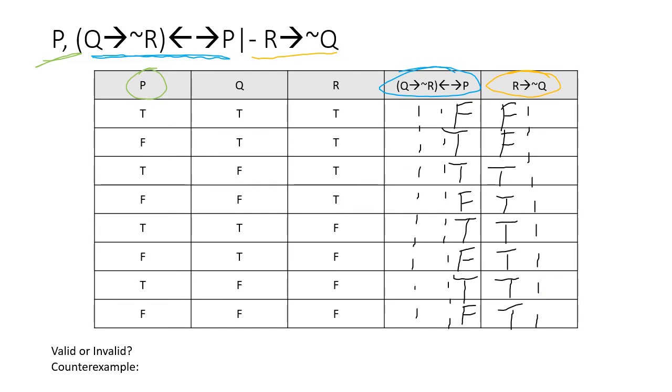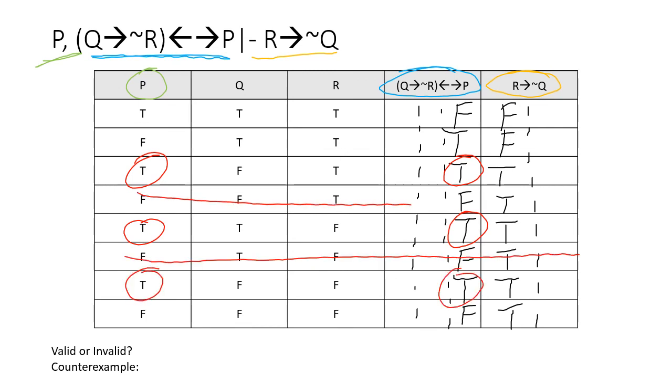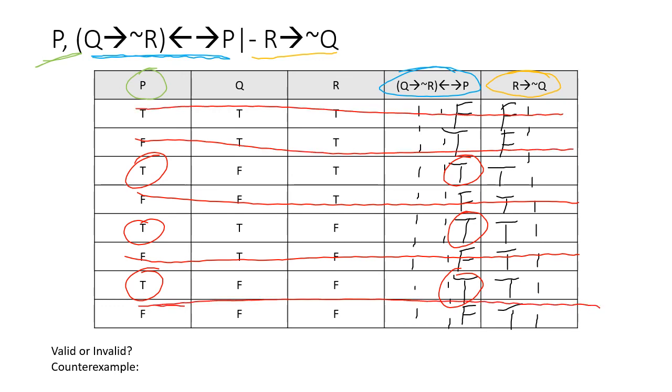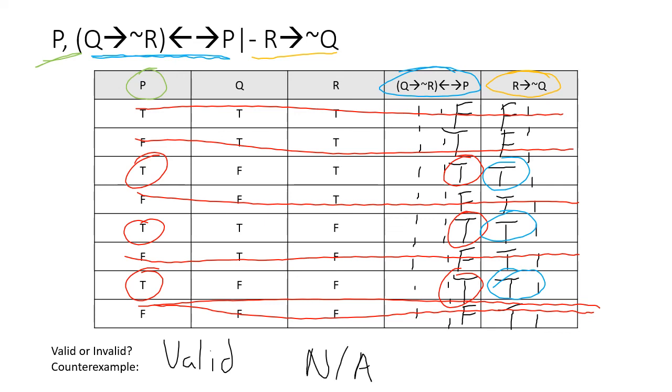And now we just have to check for instances in which the premises are all true. Got one here, got one here, and got one here. So we can make these other lines. And look at our conclusion. Our conclusion is true in all three instances, so that's going to make it valid. And since it's valid, we don't need a counterexample. So that concludes this lecture on truth tables.